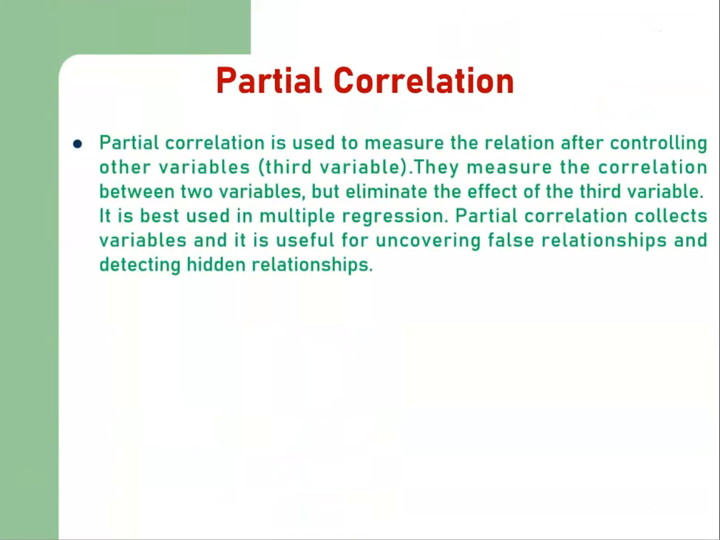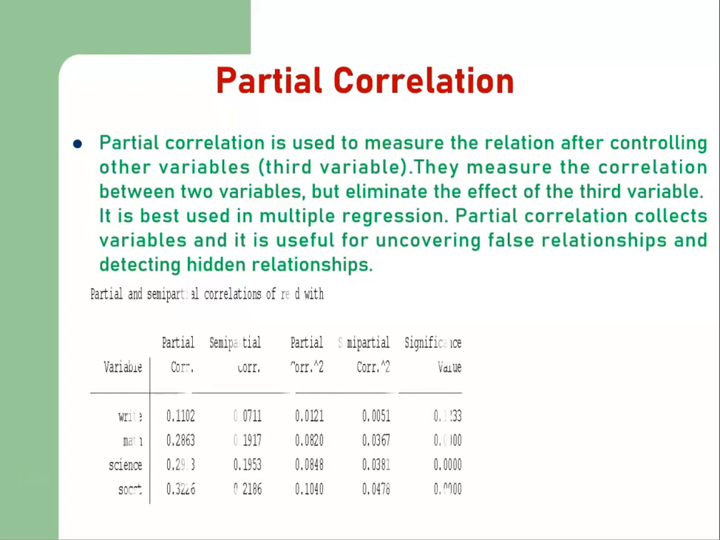Partial correlation is used to measure the relation after controlling other variables, that is the third variable, and these correlations measure the correlation between two variables but eliminate the effect of the third variable. So it is best used in multiple regression. Partial correlation collects variables, and it is useful for uncovering false relationships and detecting hidden relationships.